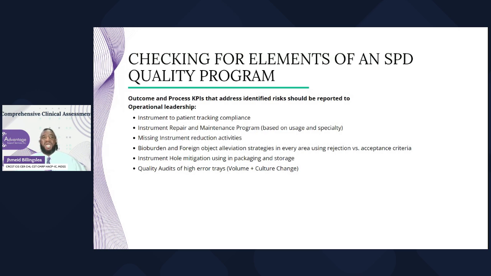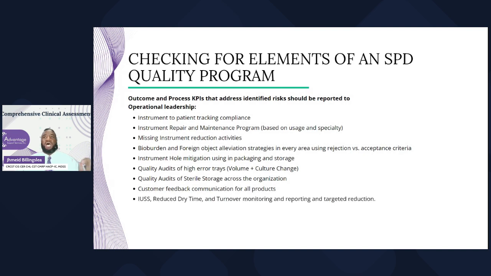Quality audits of high error trays, that volume is going to give you a culture change. Quality audits of sterile storage across the organization. We talked about that. Customer feedback communication for all products. How can the customer that's in the clinic or in the operating room that's far away from sterile processing tell you, we were missing the ad center or we had this problem?